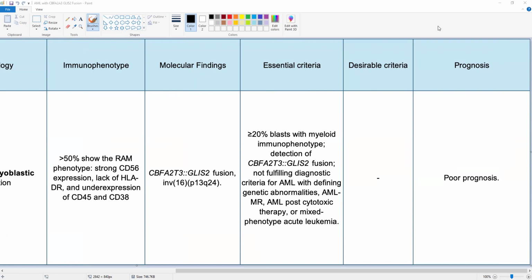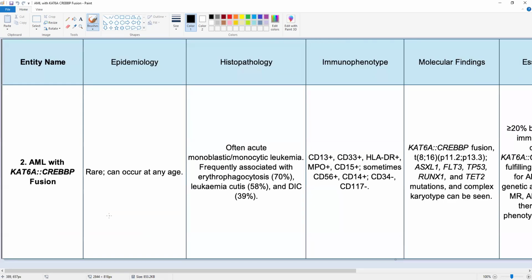The second entity that I'm going to discuss is AML with CAT6A CREBBP fusion. This is a rare entity that can occur at any age, often is acute monoblastic or monocytic leukemia, and is frequently associated with erythrophagocytosis in about 70% of the cases, leukemia cutis in about 58% of the cases, and DIC in about 39% of the cases. So this is the most high yield part about this leukemia: erythrophagocytosis, leukemia cutis, and DIC.